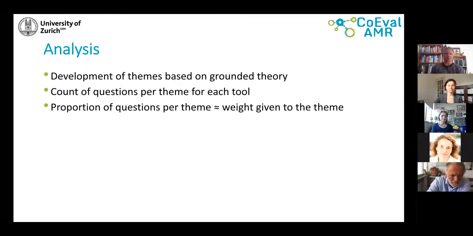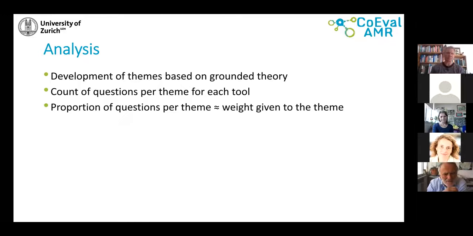In fact, some questions were not unequivocally part of one particular theme, but actually would cover several themes. We took this into account at the end, and decided that some questions could be attributed to several themes. This has a bit of an impact on the way we need to interpret the results, because what we did then was count the questions for each theme and generate the proportion of questions. We counted the questions for each tool, and then calculated the proportion of questions attributed to a specific theme, and that was the weight given to that theme by the tool.